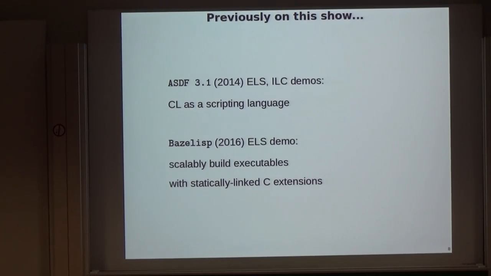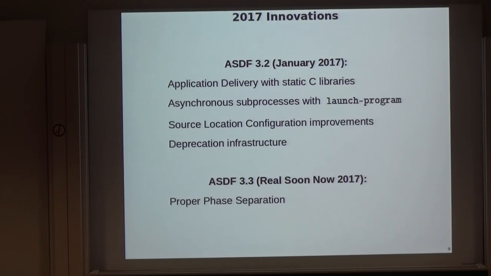What's new? In previous talks, I discussed how Common Lisp can now be used as a scripting language. That's what I use instead of Shell, Ruby, and so on. Not ASDF, but Bazel Lisp: we could scalably build executables with Bazel that have a statically linked C extension. Well, now we can do that in ASDF. You can take ASDF 3.2 and the CFFI toolchain and get application delivery with statically linked libraries. We also added, thanks to ELS scripting, asynchronous subprocesses with launch-program. We also improved the source location configuration, and we added the deprecation infrastructure. And real soon now, we have proper phase separation.